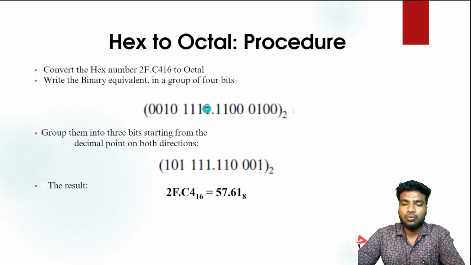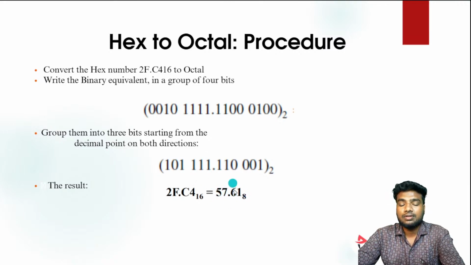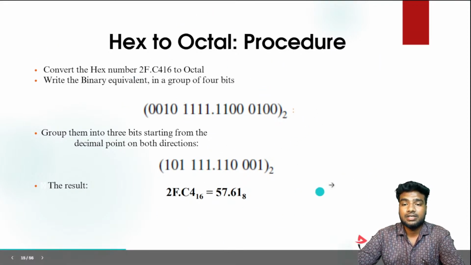So I am grouping by 3 bits, like 1 1 1 and 1 0 1. So 1 1 1 we can write in octal form as 7. And 1 0 1 means 5, so I just write 5. So you can write it like this: 1 1 1 is 7, and 1 0 1 we can write as 5. This is the way of writing hexadecimal to octal.